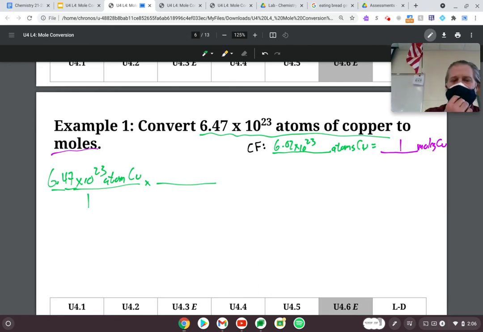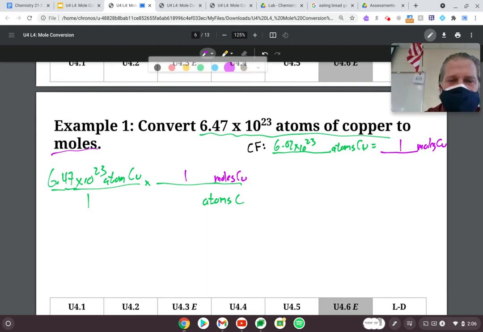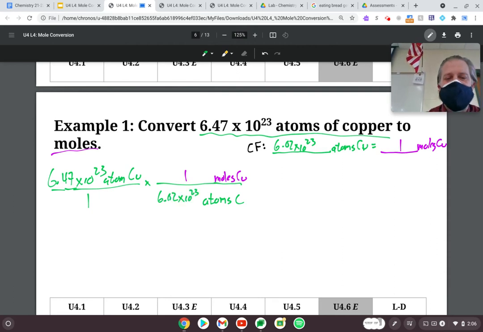Cool. All right, now I'm going to set this up so I can cancel out what I have in terms of units. So atoms of copper is going to go on the bottom. Moles of copper is going to go on the top. I'm going to use my values in my conversion factor, where 1 mole is equal to 6.02 times 10 to the 23rd atoms of copper, which is Cu, not C. And then I'm going to calculate my answer, and this is why I made sure everybody had their handy-dandy calculator. So please get out your calculator and calculate the answer. While you're doing that, I will calculate my answer, and we will compare.